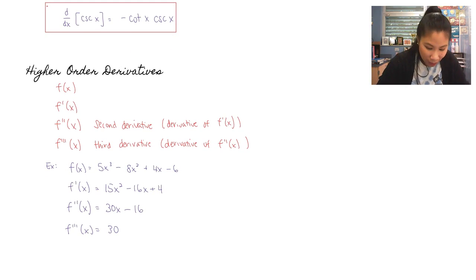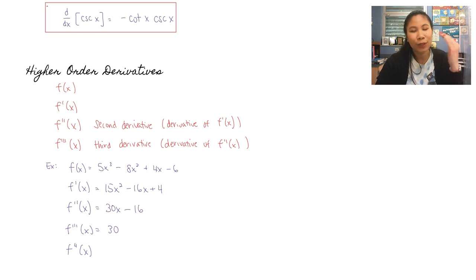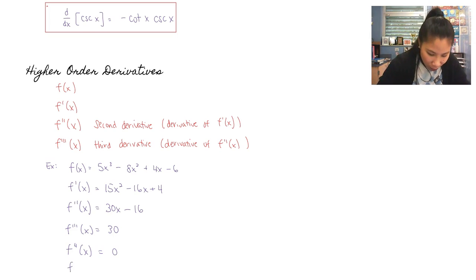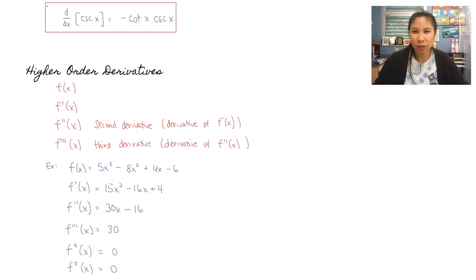And then if I wanted to keep going even further, after the third apostrophe, we stop writing apostrophes because we're lazy. So we end up just like f with a little 4 on top, and that'll stand for the fourth derivative. But the derivative of 30 is just 0, because it's just a constant. And then from here on, the fifth derivative would also be 0 because the derivative of 0 is still 0. And onwards.